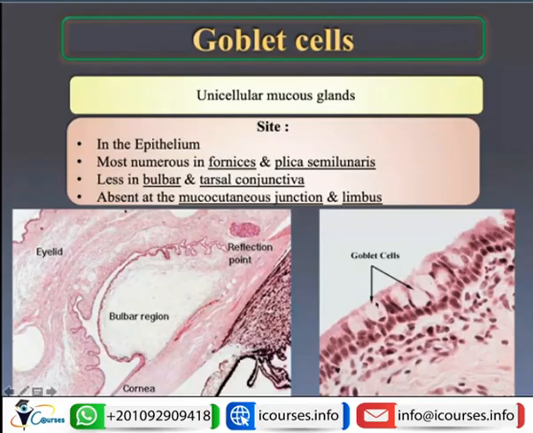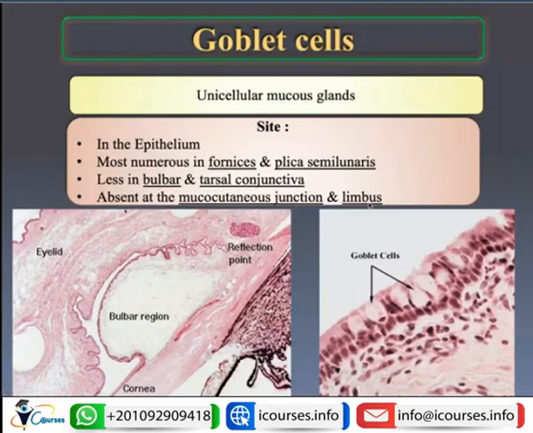Okay, so where it is located, this is one of the most common questions in the exam. So please bear in mind that the goblet cells are most abundant in areas where there is a cul-de-sac. So they are most numerous in areas of the fornix and the plica semilunaris. And they are less numerous in the bulbar and tarsal conjunctiva, and they are absent at areas of transitions. So if there is mucocutaneous junction, they will be absent, and if there is limbus, they will be absent.